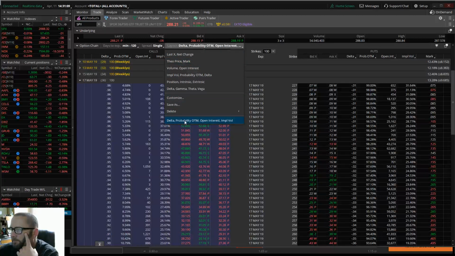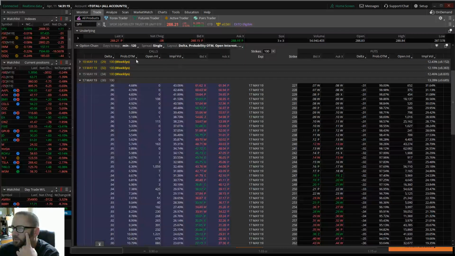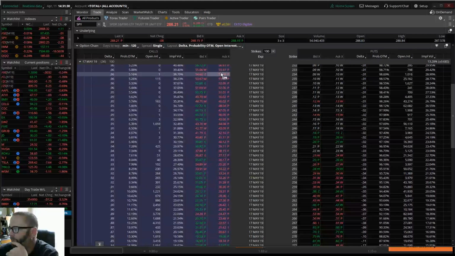And I don't know if this is custom or not. I think it's custom. I went customized and made mine. I have delta, probability out of the money, open interest. I don't know why implied volatility's there. But I like to see the deltas, I like to see the out of the money, and I like to see open interest. If I could have 3 columns on Tasty, these are the 3 I would have. Okay?